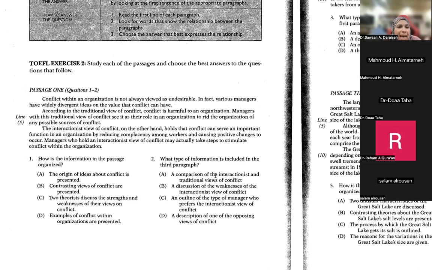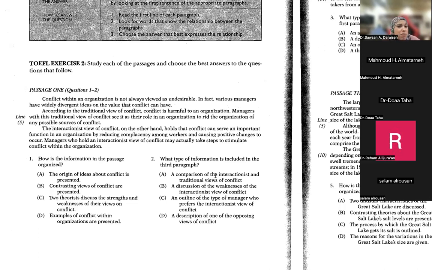The interactionist view of conflict, on the other hand, holds that conflict can serve an important function in an organization by reducing complacency. The word complacency, underline complacency. Reduce means to lessen, to make less. What does complacency mean among workers? Look it up, guys. Google it. I don't mind if you Google complacency. What does complacency mean among workers?